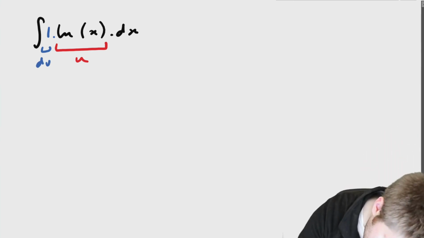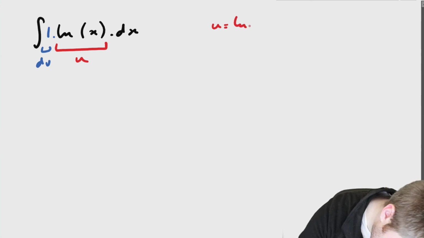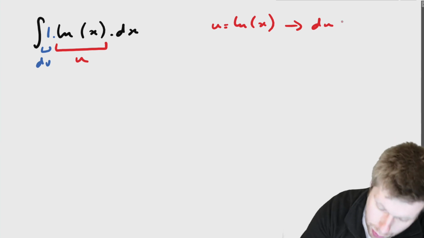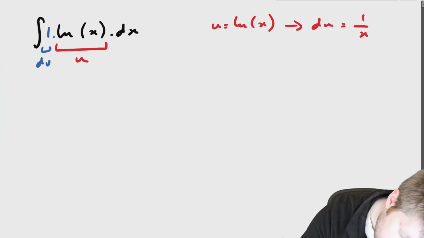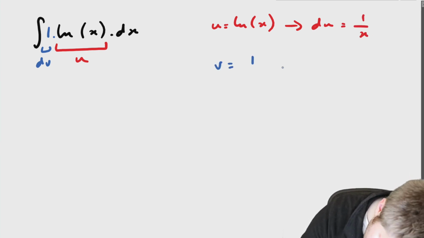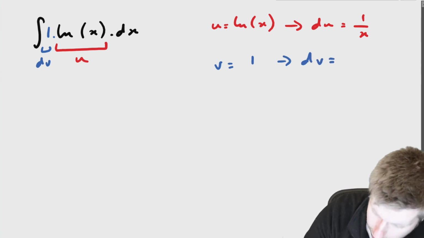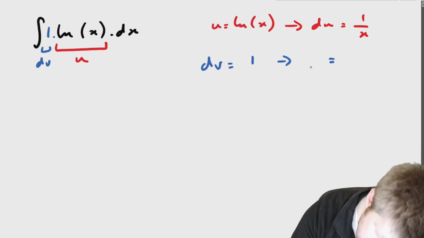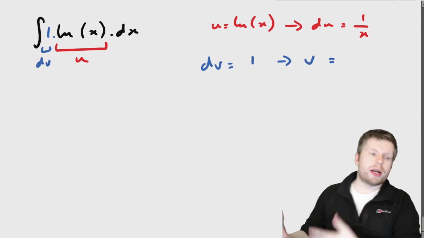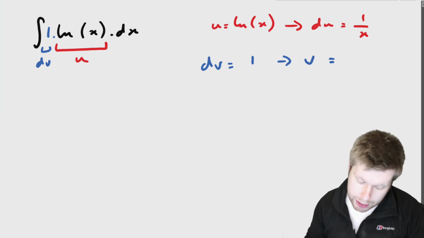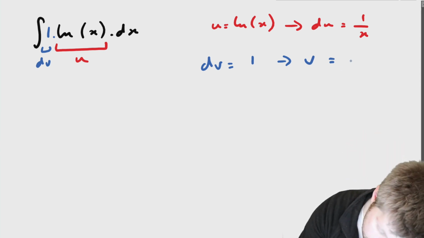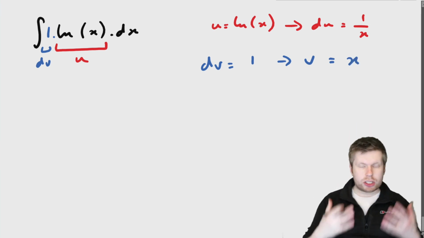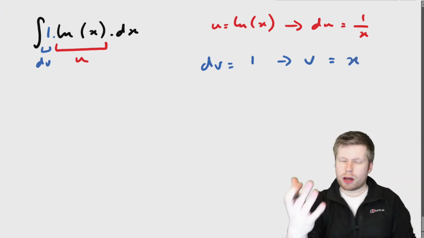Okay, so let me write that down. So I've got u equals the natural log of x, which means that the derivative of u, which I need, du, is just going to be 1 over x. And if I let dv equal 1, then that means v, which is of course my original function before I differentiate it to get 1, is just going to be equal to x. Just simply integrate 1 with respect to x, I get x.